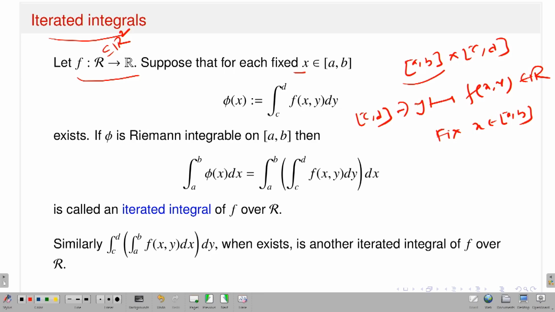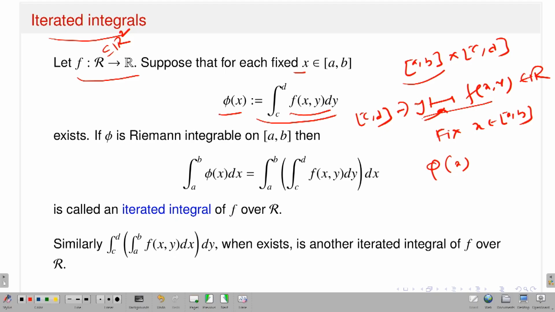That is exactly what I have written. I am integrating from c to d the function f(x, y) dy, keeping the variable x fixed. Suppose the integral exists, then it will give you some real number, and I denote it as a function phi of x. For each x, I integrate the function y goes to f(x, y) over the interval [c, d]. It gives a number, and I associate that number with x as phi(x). Therefore, phi is a function.